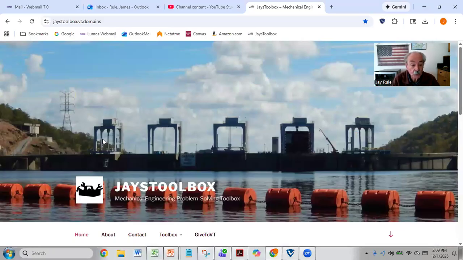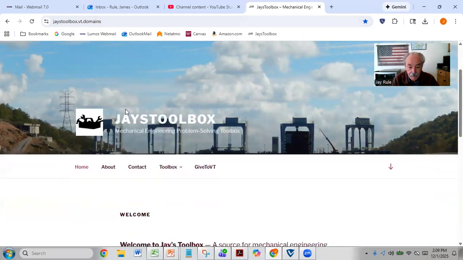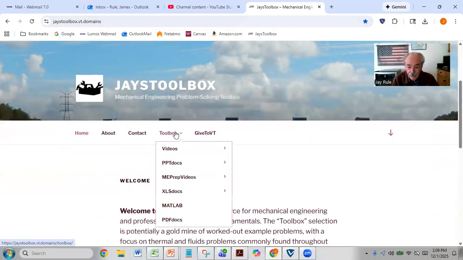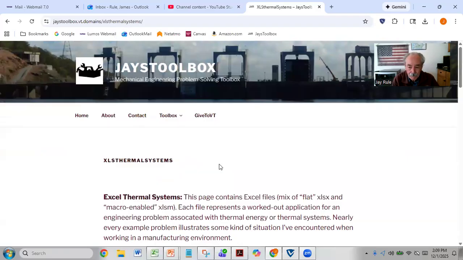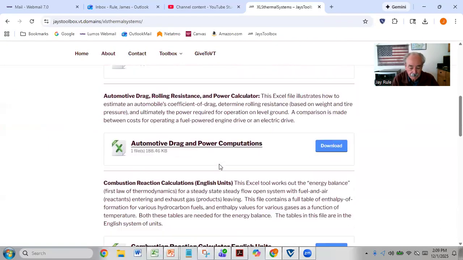Okay, here's Jay's toolbox, jaystoolbox.vt.domains. I'm going to drop down my toolbox menu and go to Excel Docs, XLS Docs, and pick Thermal Systems. It's thinking. And I'm going to scroll down.